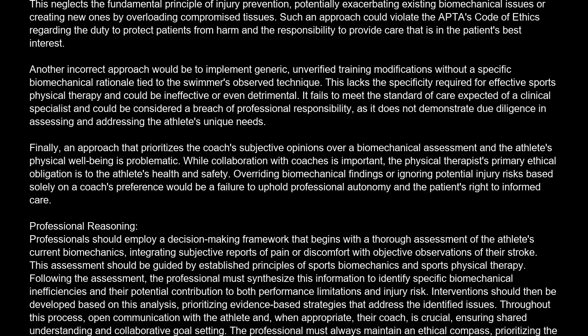Interventions should then be developed based on this analysis, prioritizing evidence-based strategies that address the identified issues. Throughout this process, open communication with the athlete and, when appropriate, their coach is crucial, ensuring shared understanding and collaborative goal setting. The professional must always maintain an ethical compass, prioritizing the athlete's well-being and adhering to the standards of practice set forth by professional organizations and regulatory bodies.